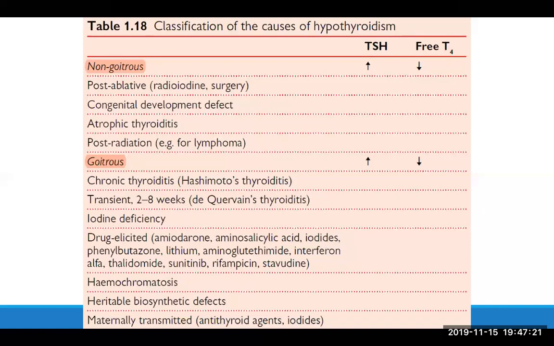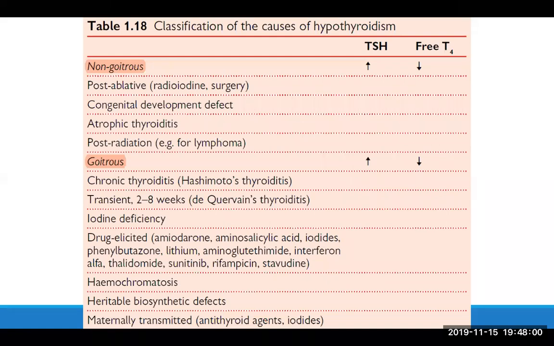Goitrous hypothyroidism includes Hashimoto thyroiditis, the early stage of De Quervain thyroiditis, and any case of iodine deficiency. Iodine deficiency is the most common cause of hypothyroidism worldwide. But in Europe and the UK, Hashimoto thyroiditis is the most common cause. Other drugs that can cause goitrous hypothyroidism are amiodarone or iodide, lithium, rifampicin, sunitinib, and so on.